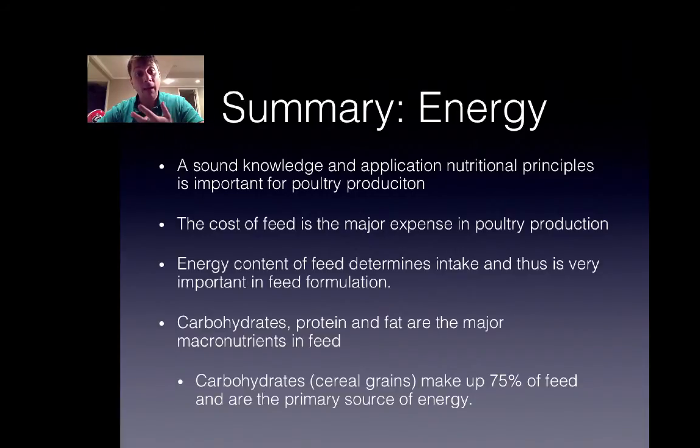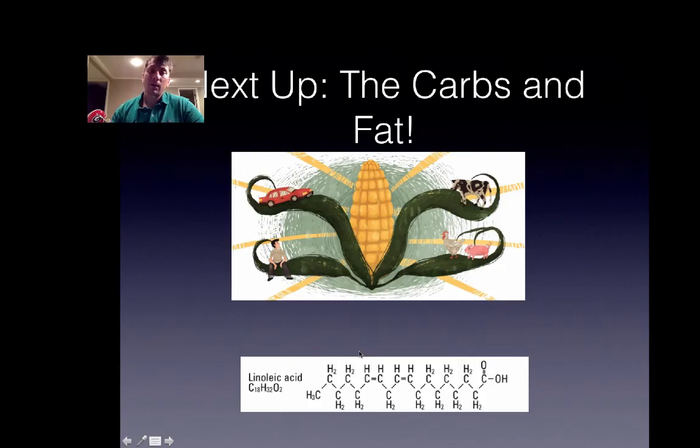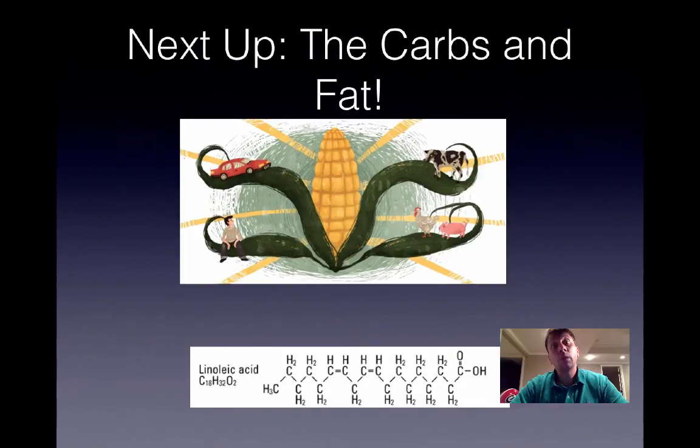Carbohydrates, proteins, and fat are the major macronutrients needed, and carbohydrates, which we'll talk about next, make up the bulk of the feed at around 75%, and that comes largely from cereal grains, the most important of which is going to be corn. So king corn.